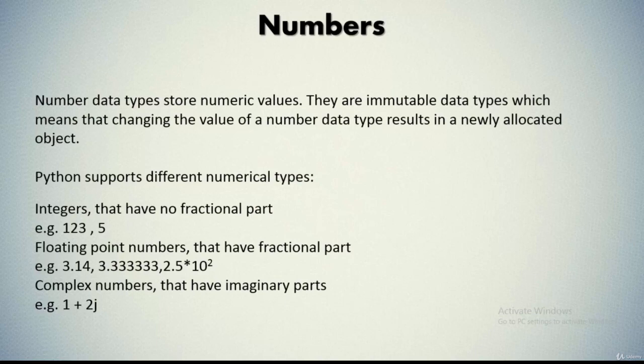They are immutable data types, meaning changing the value of a number data type results in a newly allocated object. So number objects are created when you assign a value to them.